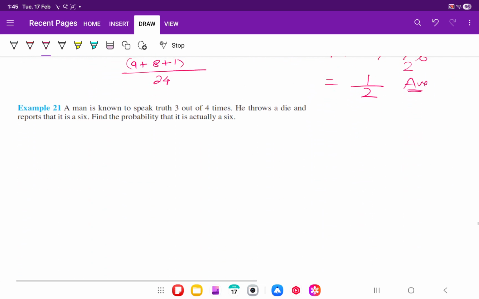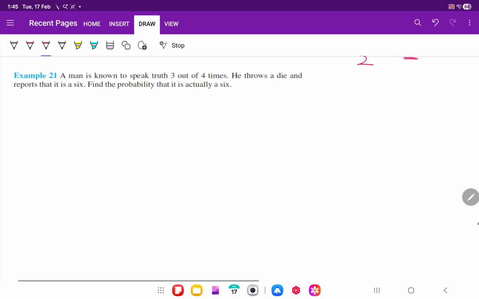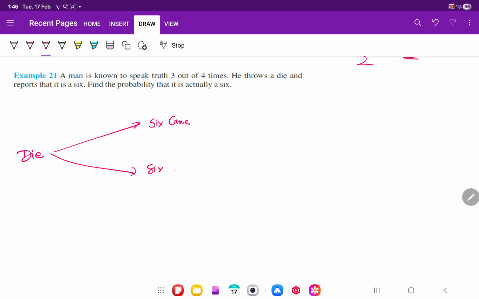Let's do question 21. This is an important question. A man speaks truth 3 out of 4 times. He throws a die and he reports 6. What is the probability that actually it is 6? Let's make a chart. So he is throwing a die. When you are throwing a die, there are possibilities: 6 came, or maybe 6 did not come. 6 came is 1 out of 6. Did not come is 5 out of 6. Okay?